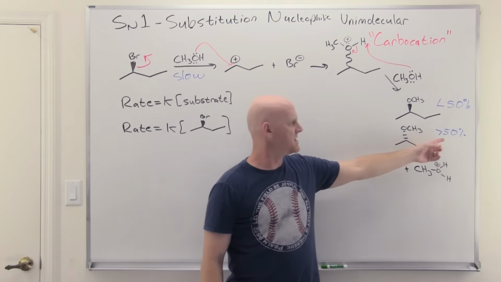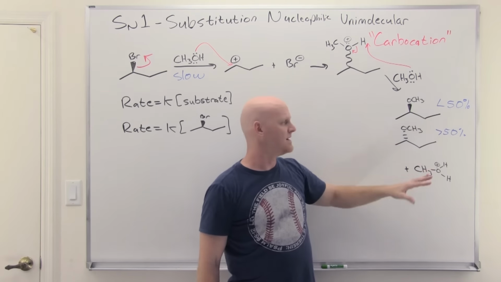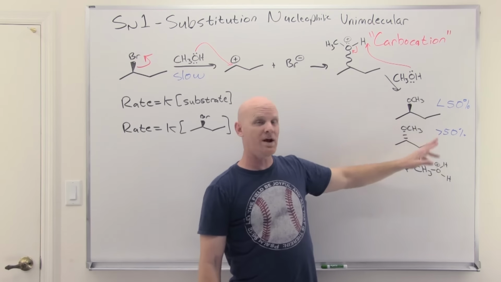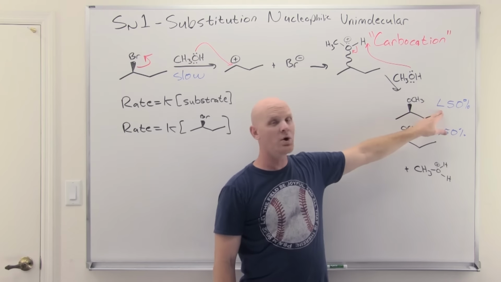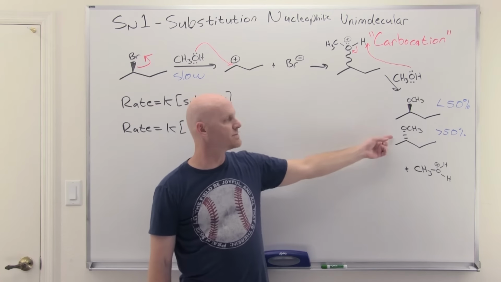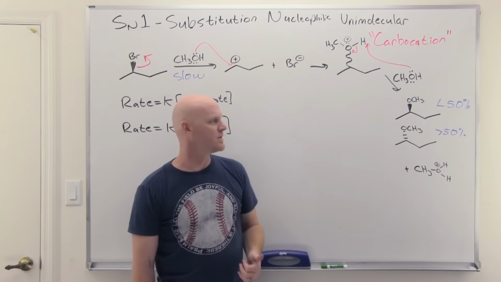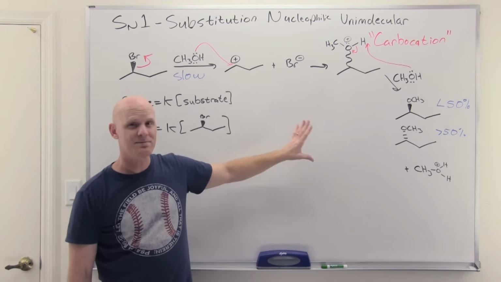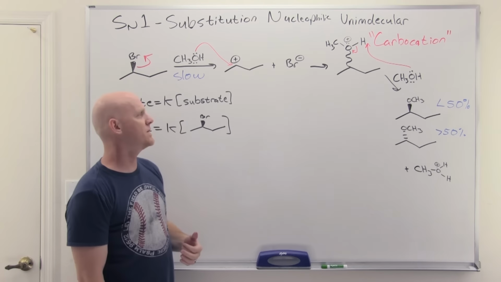And again, it's not like it's 90-10 or anything like this. So in this case, we don't want to define it anything more than saying a little higher than 50%, a little lower than 50%, but it's not a true racemic mixture. And you should know that the inverted product, there's a slight excess of him. But again, we still say that racemization takes place in an SN1 reaction.